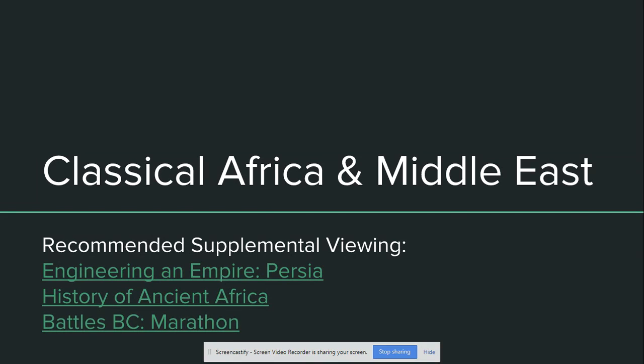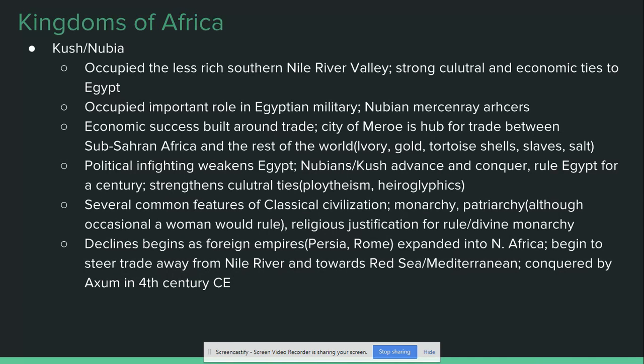All right, so let's get into it. Let's start with two of the really important kingdoms of Africa during this time period. The first is Kush, also known as Nubia. The people of this area refer to themselves as the Nubians. The Nubians occupied the southern Nile River Valley. Essentially, for lack of a better term, they are neighbors with Egypt. The Nile River connects the both of them. They have very strong cultural, very strong economic ties to Egypt through the Nile River Valley trade.